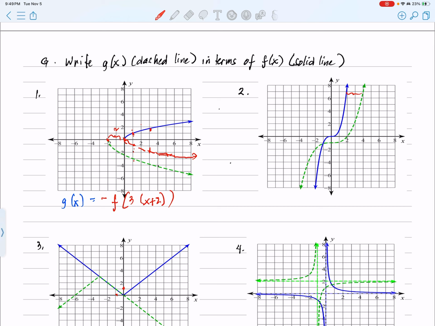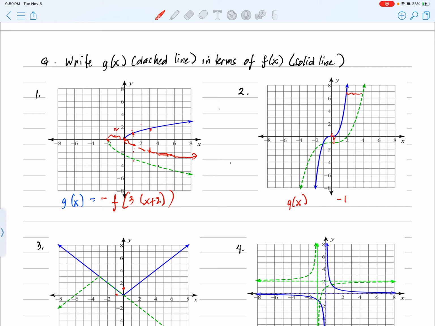Okay, let's do the second one. Okay, there is a translation. Okay, I'm gonna do this, g of x. So what happened to this dashed line from here? It went down here. So I would say that there is a minus 1, goes down.